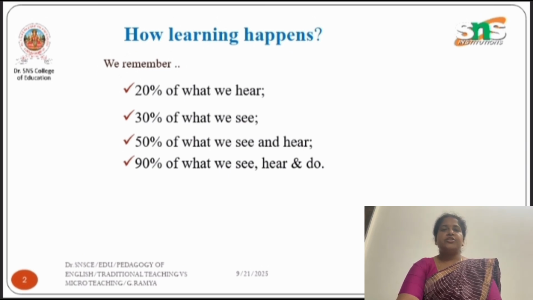Teaching should engage multiple senses of learners. Micro-teaching supports this, encouraging teachers to practice interactively, doing activities which makes knowledge last longer. Hence, learning by experience is the most effective.